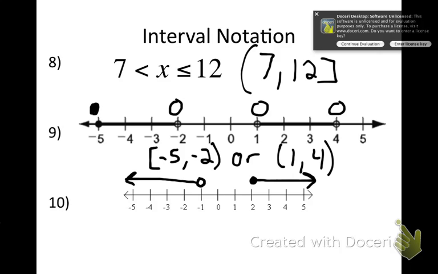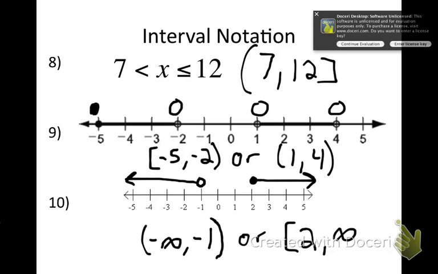Number 10 might have been the tough one because we have 2 arrows going both ways. What do you think here, Jarrett? I did parentheses, -infinity, and then comma, -1 bracket. Parentheses. Yep, because it's the open circle there, so -1 is not included. It's everything up to that. Or, what's the next part then, Jarrett? I have bracket. Yep. 2, and then comma infinity, and then parentheses. There it is. Right there. Awesome.